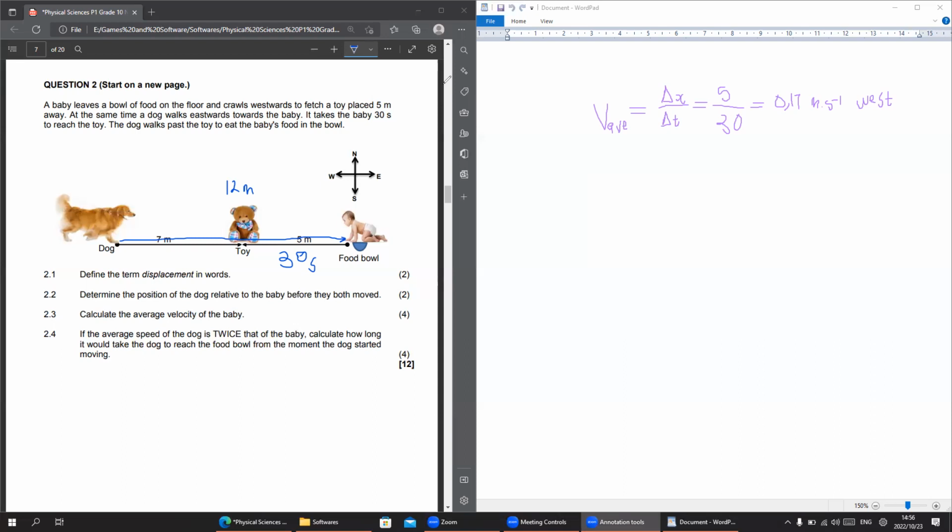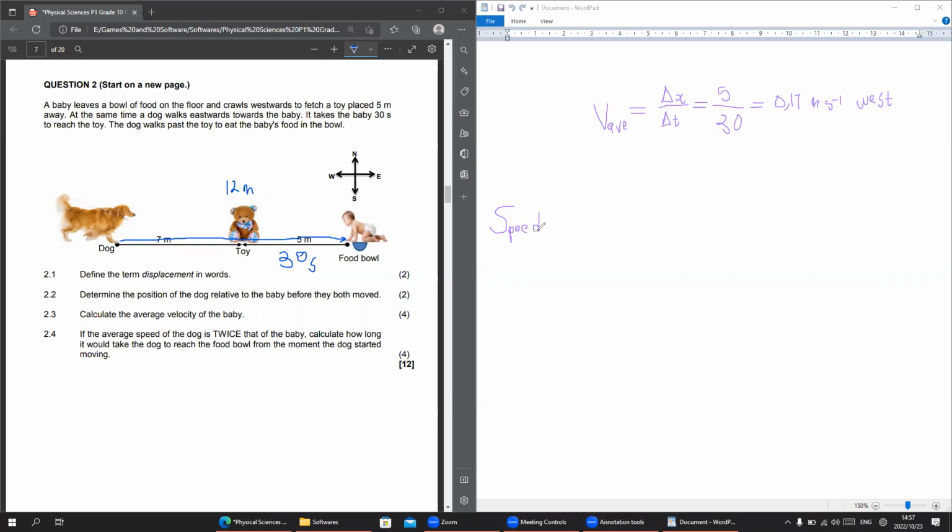No. Okay, so they say if the average speed of the dog is twice that of the baby, calculate how long it's going to take the dog to reach the food bowl from the moment the dog started moving. So they say the average speed of the dog is 2 times. So the speed of the dog, I think it's 4 marks, because first you have to show that you're calculating the speed of the dog.